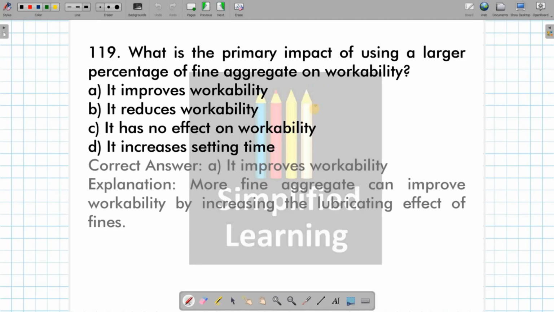Then primary impact of using larger percentage of fine aggregate on workability. See, it is going to increase the workability, it is going to improve the workability. Finer the aggregate size, the fluidity, the flowability of the concrete is going to increase, thereby it will have great workability.